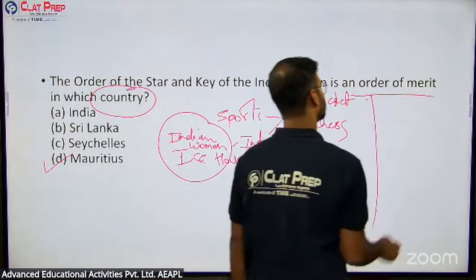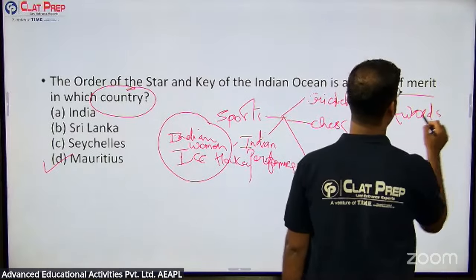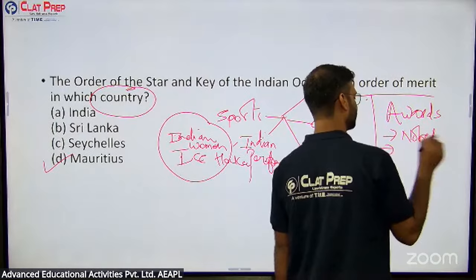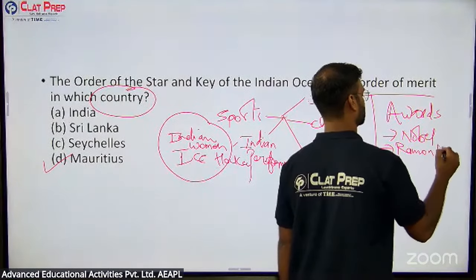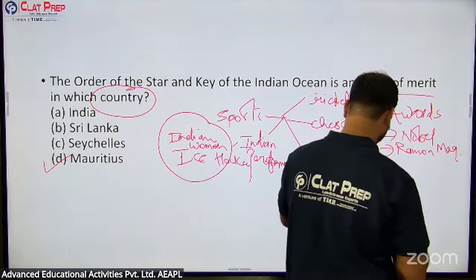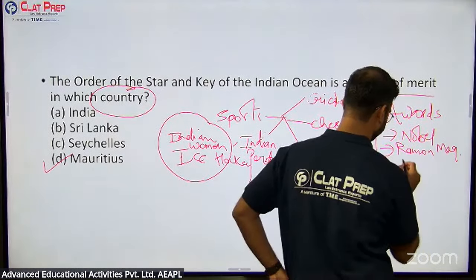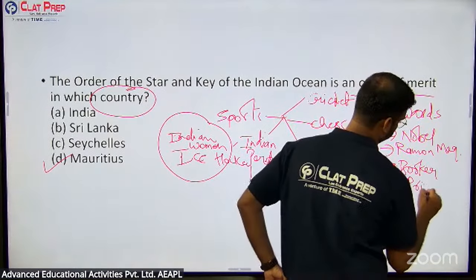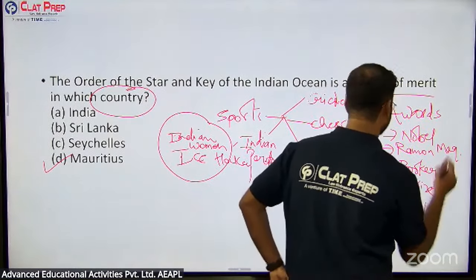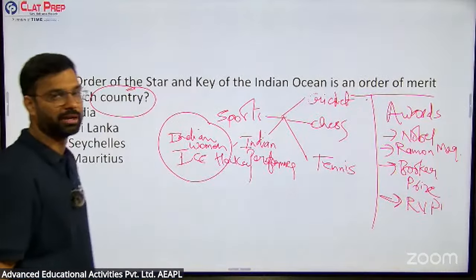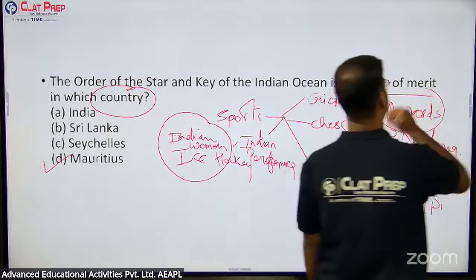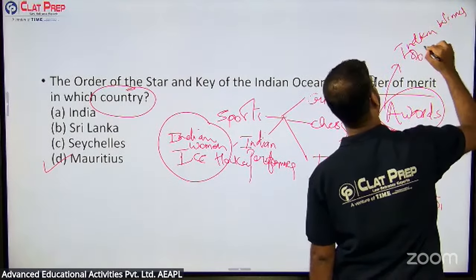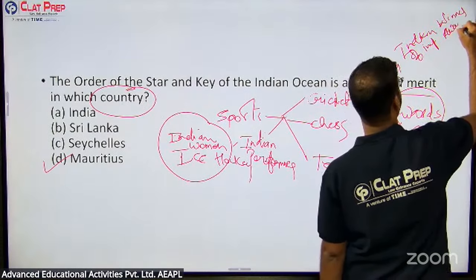Then we covered the questions from the category of awards. In awards, we have covered topics like the Nobel Prize. Then we covered questions from the Ramon Magsaysay Award, the Booker Prize, and the Rashtriya Vigyan Puraskar. So all these questions we have looked at. Apart from that, if any Indian has won an important award, Indian winners of important awards, that also you should know.